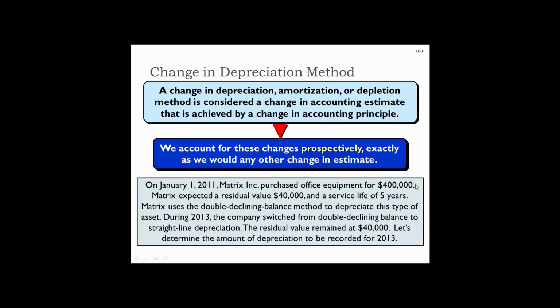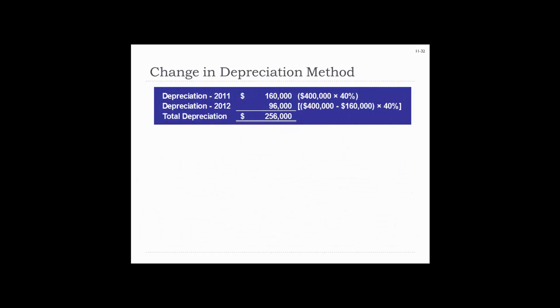On January 1st, we purchased office equipment for $400,000. Matrix expected a residual value of $40,000 and a service life of 5 years. Matrix uses double declining balance to depreciate this asset. During 2013, they switched from double declining balance to straight line. The residual value remained at $40,000. Let's determine the amount of depreciation.